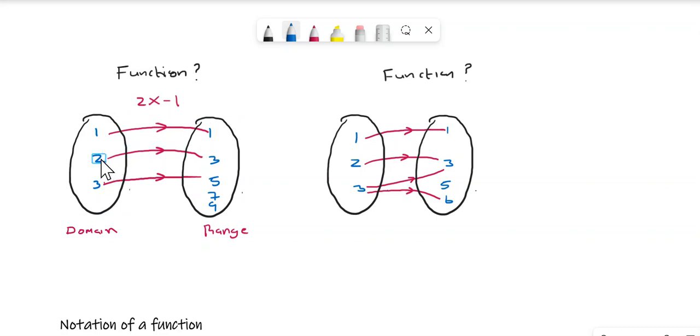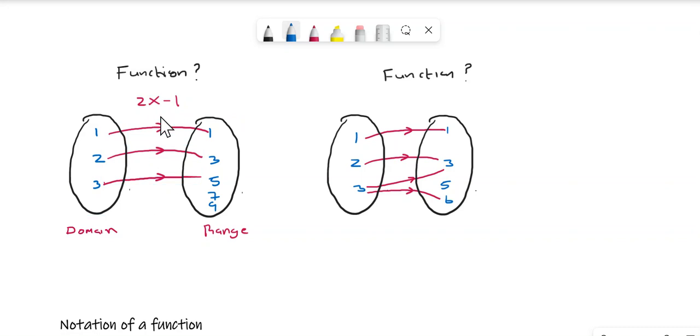When I put in 2, I get out 3. When I put in 3, I get out 5. So I put in 1, so it's going to be 2 times 1 minus 1, which gives me 1. If I put in 2 as the input, it's going to be 2 times 2 minus 1, which is 3. If I put in 3 as the input, it's going to be 2 times 3, which is 6, minus 1, which is going to give me 5.